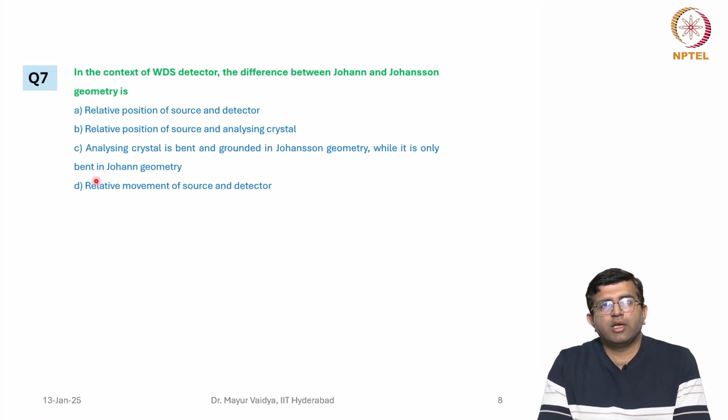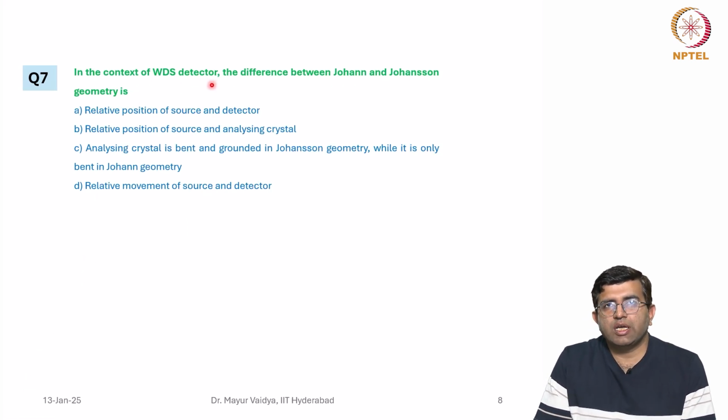Moving ahead, in the context of WDS detector, the difference between the Johann and Johansson geometry is the relative position of source and detector, relative position of source and analyzing crystal. The analyzing crystal is bent and ground in Johansson geometry, while it is only bent in Johann geometry, or the relative movement of the source and the detector.